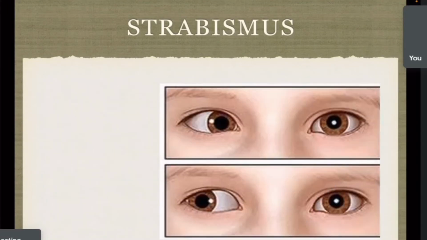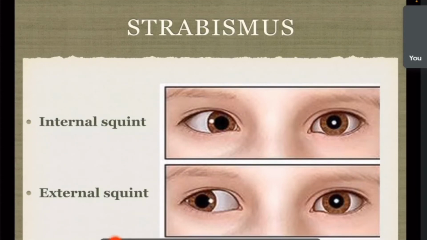So these are the two types of squint. This eyeball is normal. This eyeball has gone inwards. So this top diagram is called internal squint. And in this diagram you can see this eyeball is normal, but the left side eyeball has gone outwards. So this squint is called external squint. So these are the two types of squint, that is internal squint and external squint.